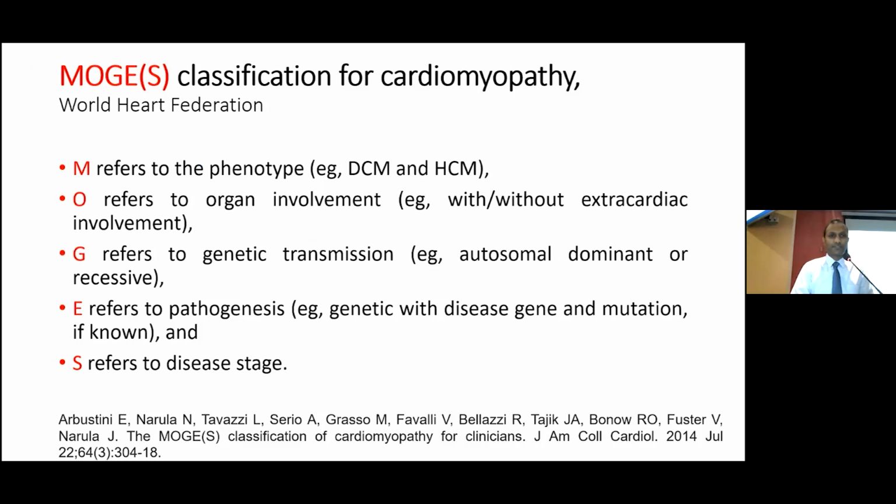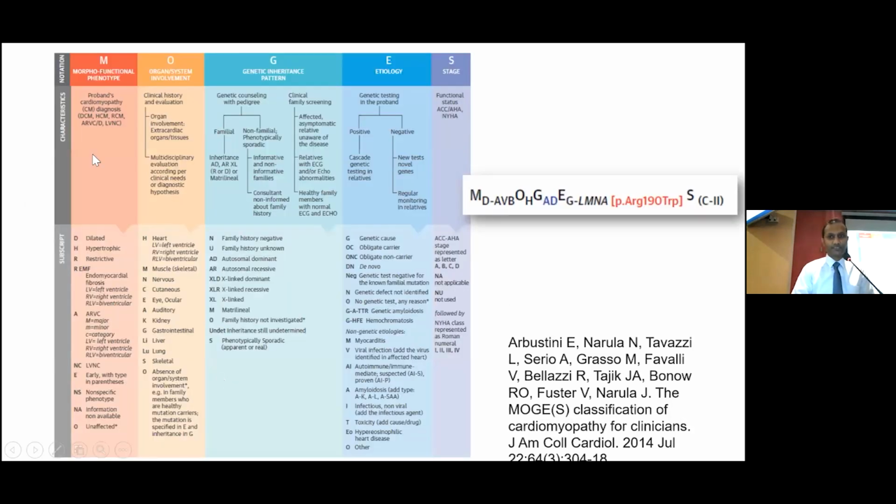There's a newer classification, the MOGE(S) classification. M refers to the phenotype, O refers to the organ involvement, with or without extracardiac involvement, G refers to the genetic transmission, E for etiology, and S refers to the disease stage. If this is a MOGE(S) classification, ideally it will look something like this. This is dilated cardiomyopathy with atrioventricular and bundle branch block also present. The organ involved is the heart, the inheritance is autosomal dominant, the genetic cause is identified, and then the stage of the disease.